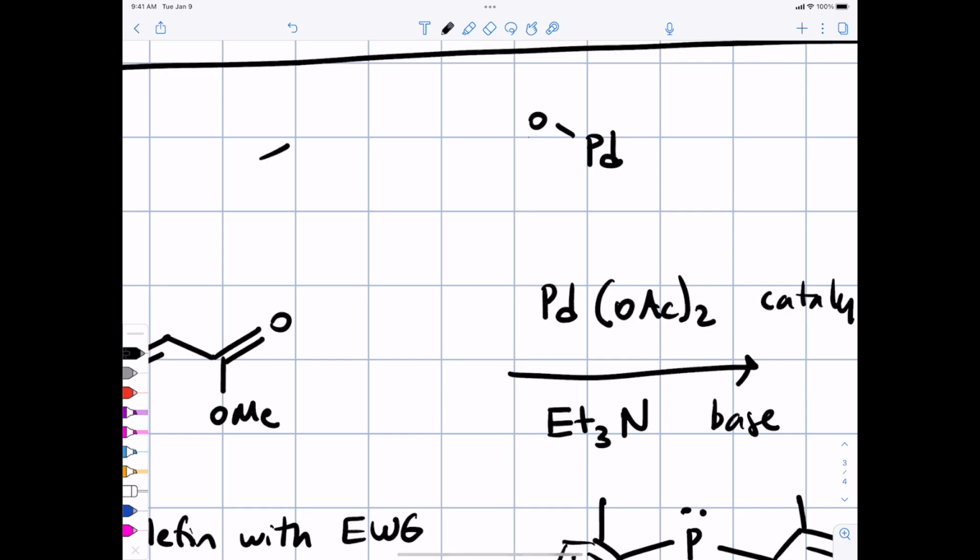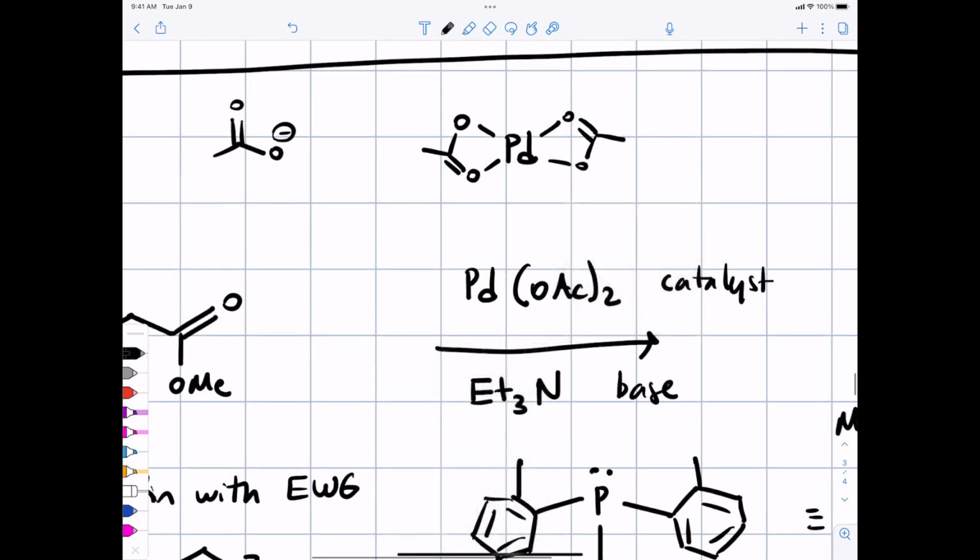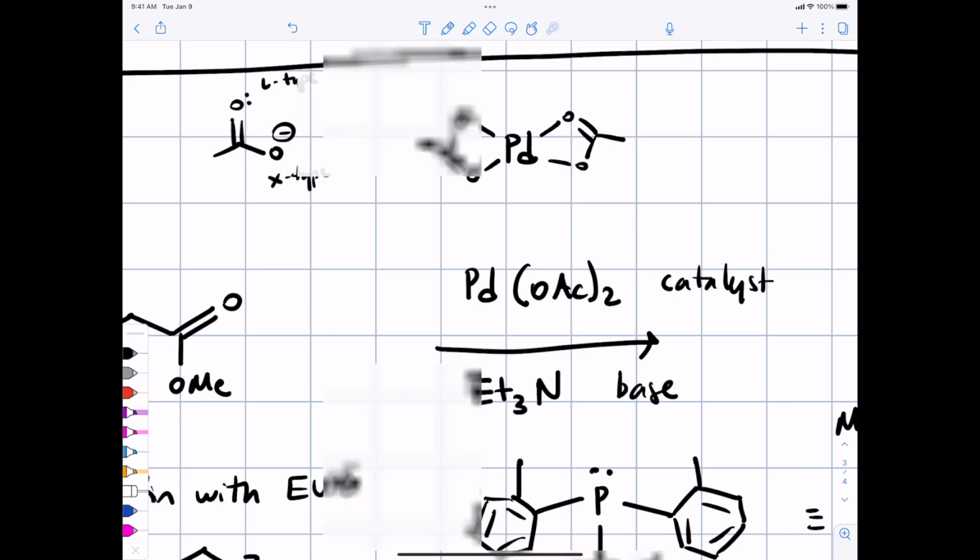An acetate group is just the conjugate base of acetic acid. So the acetate ligands are interesting in the sense that you draw this complex like I'm showing you here. The acetate ligand is L-type on the carbonyl oxygen and X-type on the other oxygen.